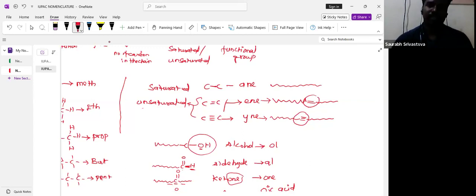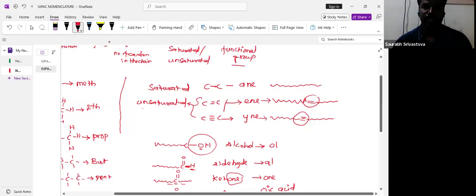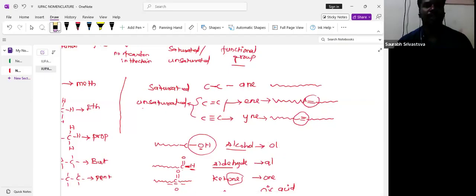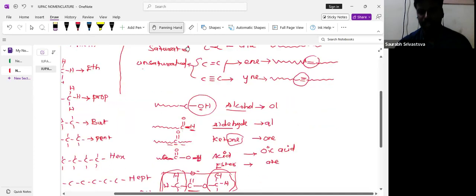Next, functional group: if it is alcohol, then alcohol; if it is aldehyde, then aldehyde. So alcohol means OL, aldehyde means AL. If they give a ketone, you have to write according to the formula. For a ketone, ONE is in the formula itself, so you just have to write ONE. Here acid is there, here also you should write acid.